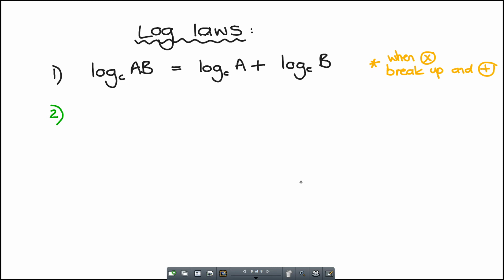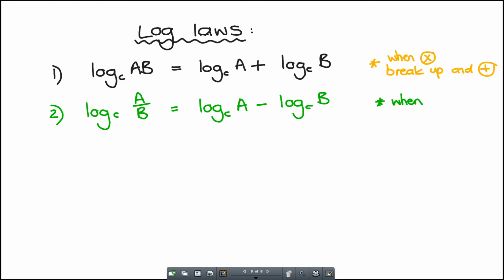Okay. The second one is log A divided by B. Nou kan jy eintlik al klaar raai. What do you guys guess? When we divide, we minus. Kyk hoe slim is julle. So log A minus log B. Nee. Okay. So here, when we divide, we conquer. Break up and subtract.